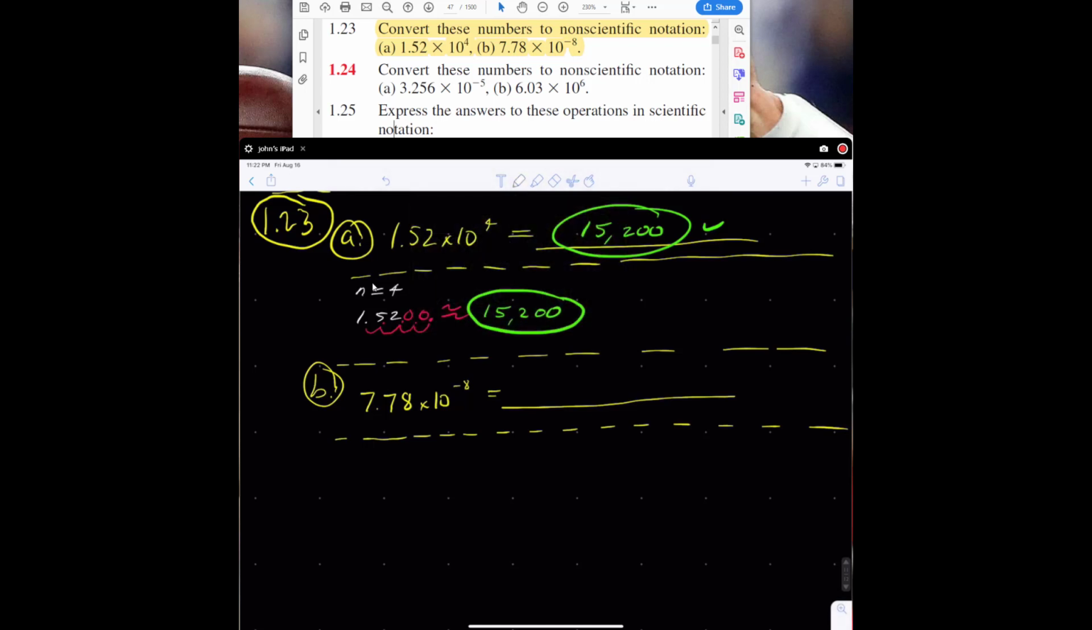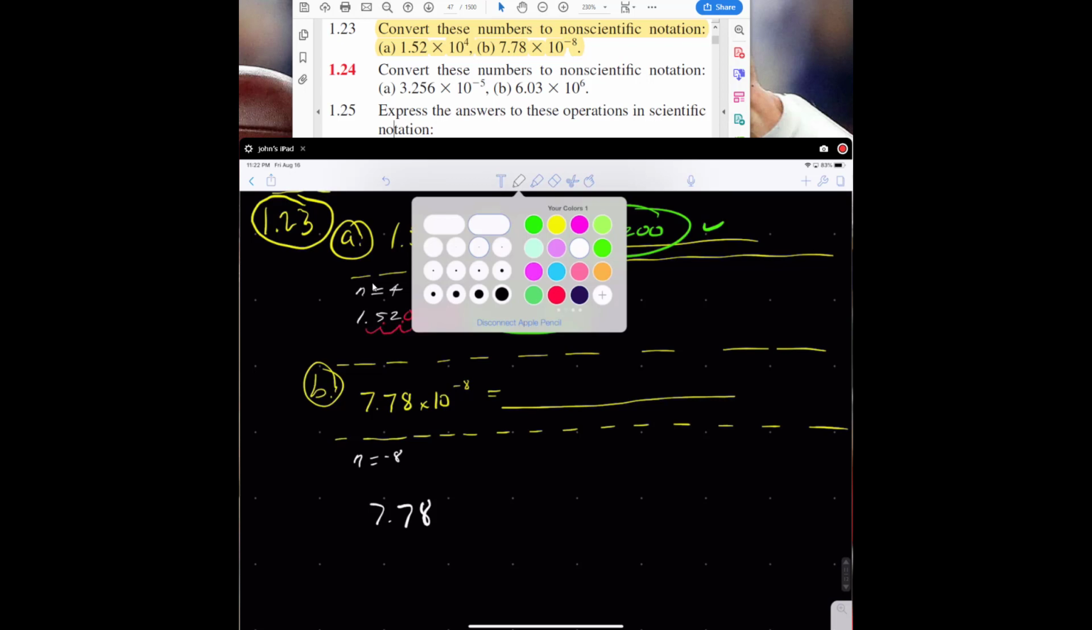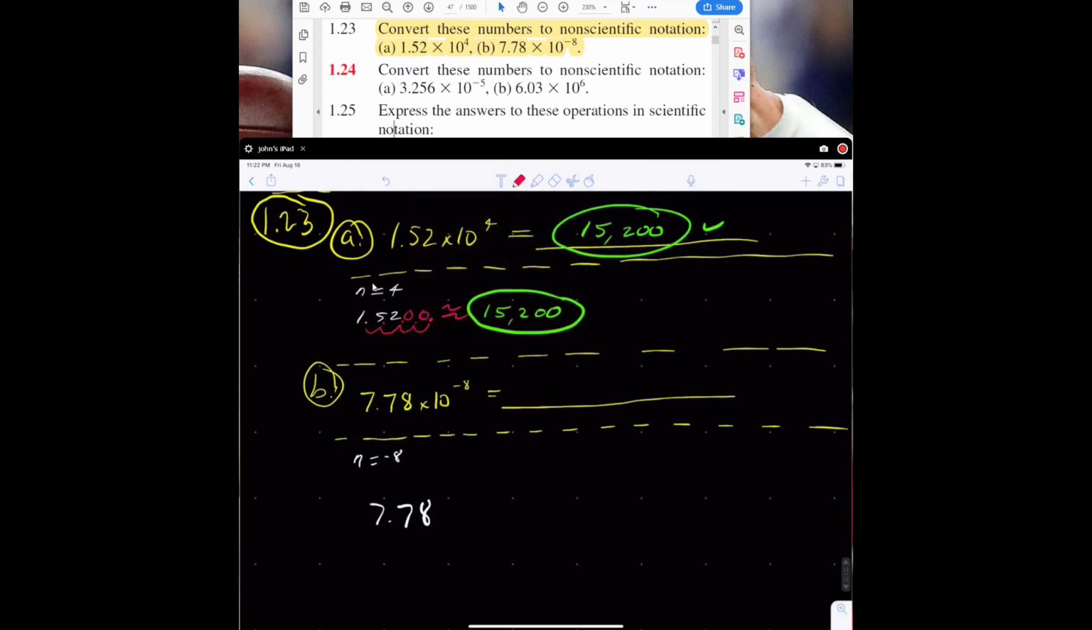So let's do this next one. We have 7.78 times 10 to the minus 8. So we know n is equal to -8. Okay, so we have 7.78. We're going to be moving the decimal from n 8 spots to the left. We're going to go 1, 2, 3, 4, 5, 6, 7, 8.